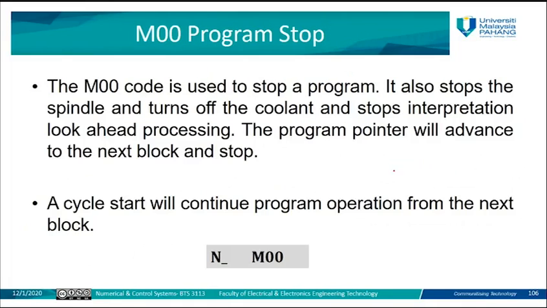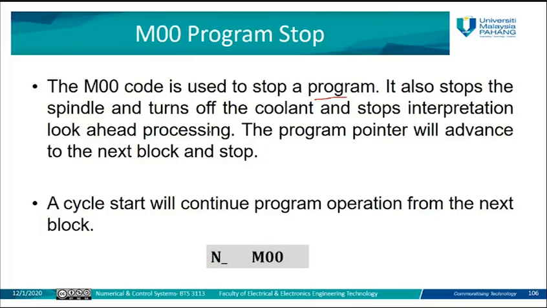So this is the form of the program. The first M code is M00, which is program stop. The M00 code is used to stop a program. If you have a running program and you want to stop it, you add M00 in one block. That means it will stop the program from running. You already executed the program in the machine, you want to stop it, just put M00 in the program.